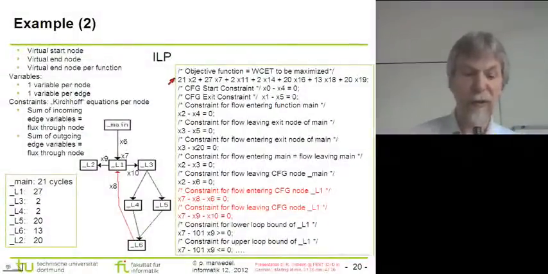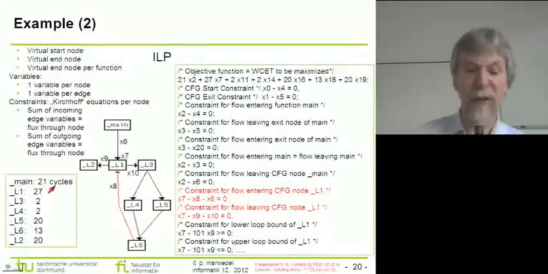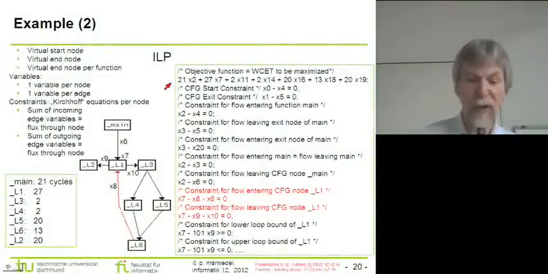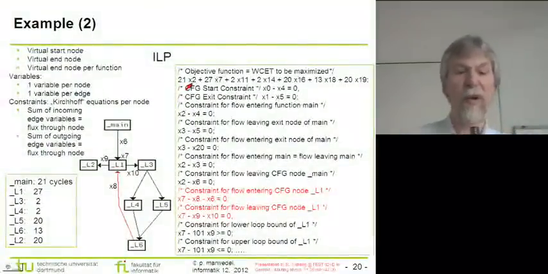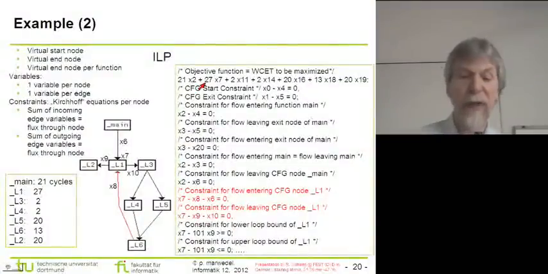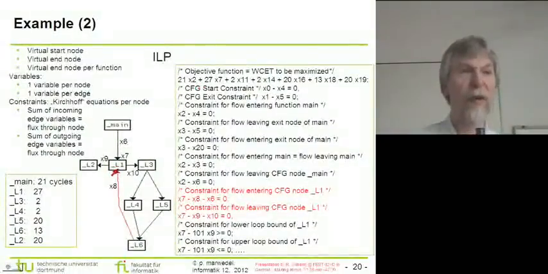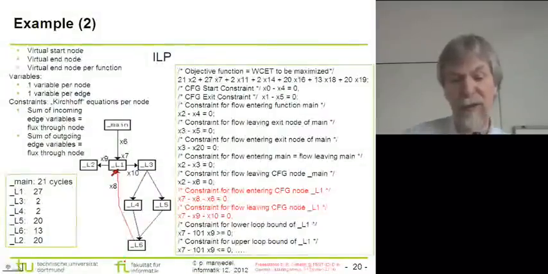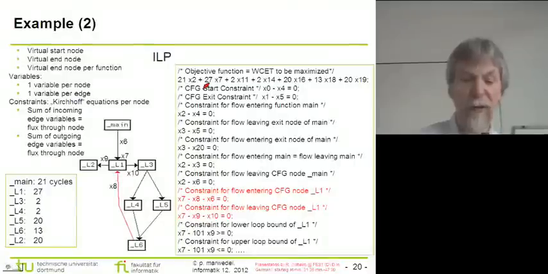So what's the worst case execution time? We know that we need 21 cycles for executing the main function, and then we are using a variable, in this case variable x2, reflecting the number of times that we are executing the main program. And then on top of that, we have the execution time for that block called L1. The number of executions for this block is modeled by a variable called x7. And we know that for each execution we need, in the worst case, 27 cycles.